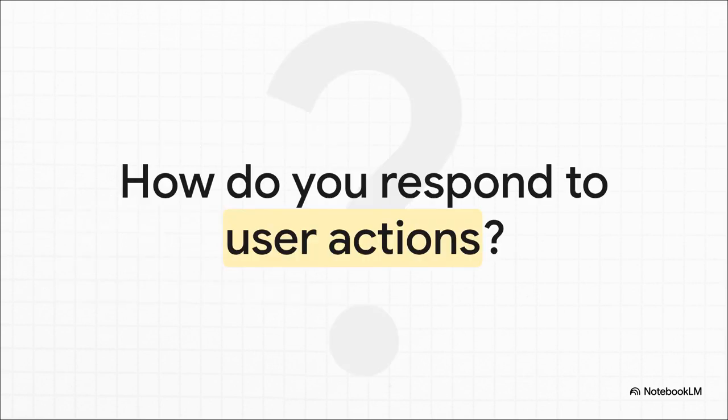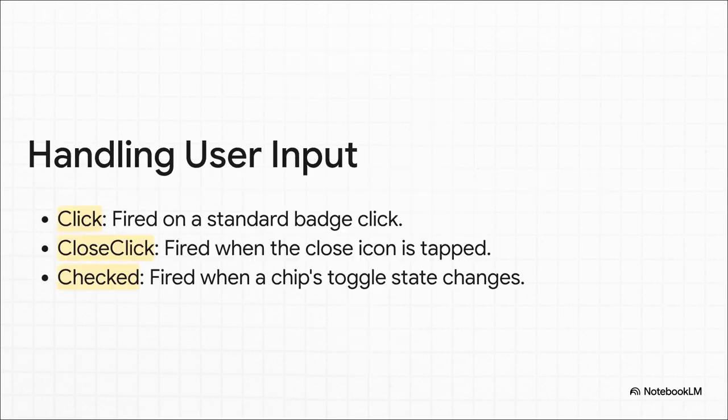So, you've made the badge interactive, which is great, but how does your code actually know when a user has clicked something? How do you use that selection to, say, filter data or change the application state? Well, the component provides 3 simple events you can handle. You've got a general click for any standard badge. Then there's a closed click specifically for those dismissible badges. And finally, you have a checked event that fires whenever a chip state changes, and it tells you both which chip was tapped and its new on or off state.